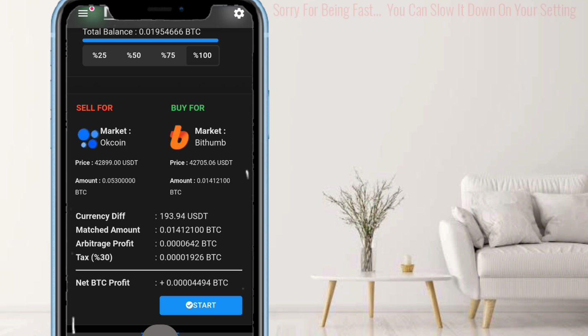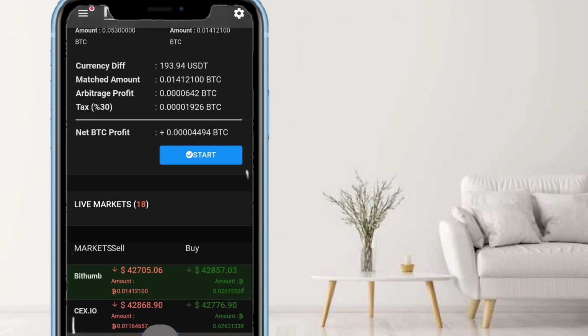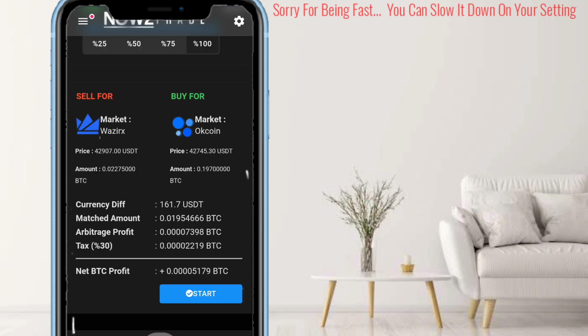So always take the currency difference price into consideration before making any trade, you understand? You just have to wait for it to change up, then click on start. So I'm going to wait for a good entry. While waiting for a good entry, you can also go to the Telegram community to get signals.